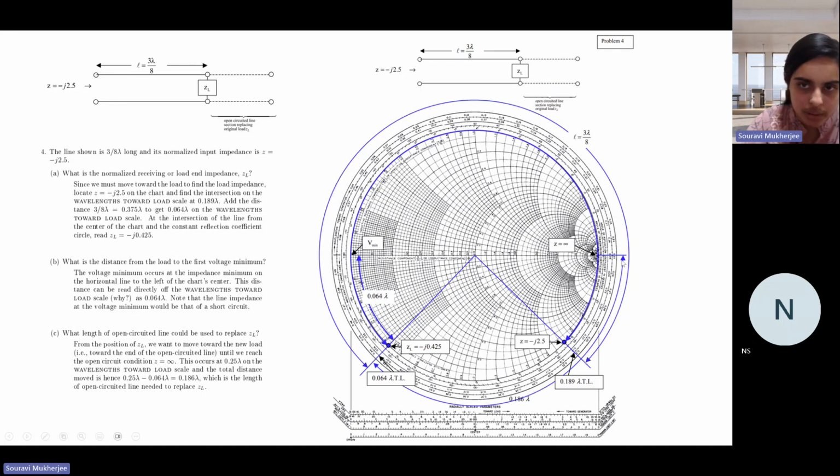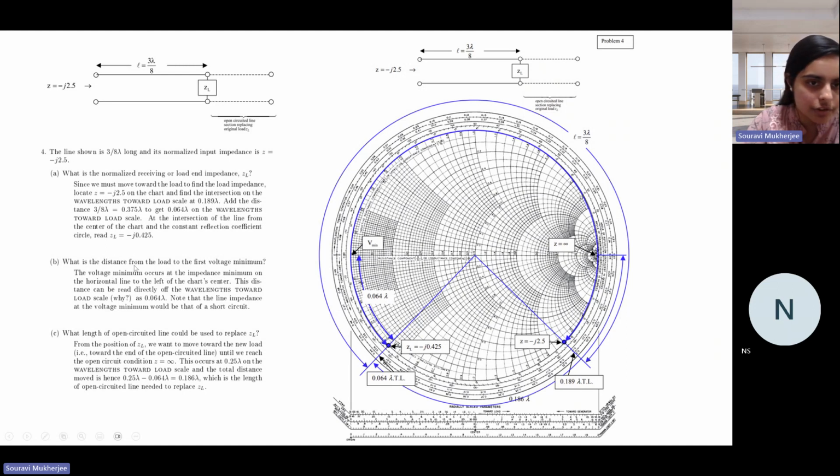So from this point, move counterclockwise by a distance L equal to 3 lambda by 8, right? And you reach somewhere here. This is your point again on the WTL line. Then you extend it to the circle, the same circle that we were using previously. So this gives you the impedance at the load end. So this is the value. This is the normalized impedance. Remember, if you are asked for the impedance, you need to multiply it by Z naught. In this case, they have only asked for the normalized impedance. So this is your answer.